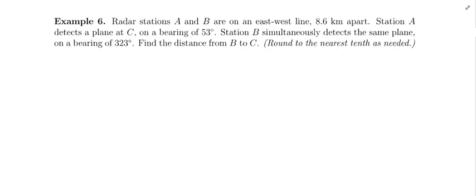Example 6. Radar stations A and B are on an east-west line, 8.6 kilometers apart. Station A detects a plane at C on a bearing of 53 degrees. Station B simultaneously detects the same plane on a bearing of 323 degrees. Find the distance from B to C. Round to the nearest tenth as needed.